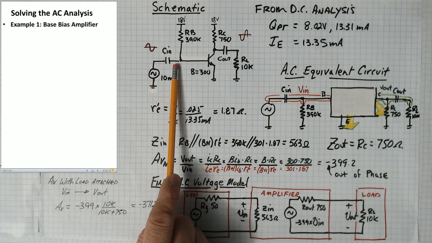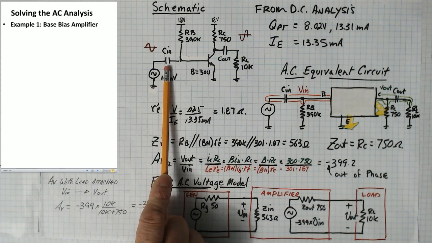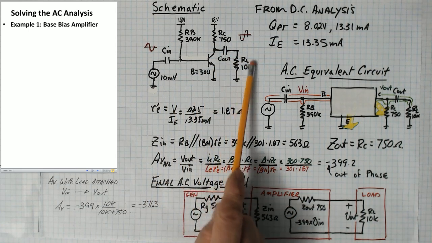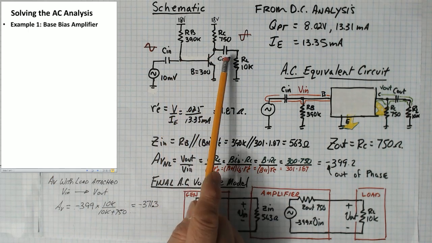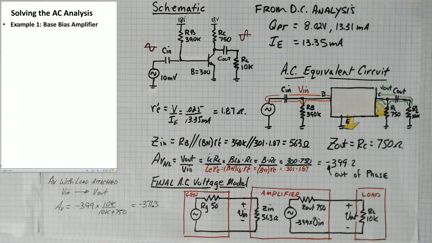Now in order to do the AC analysis, I've added in a signal which is applied to the input of the amplifier with an input capacitor. And I've also added a load which I've attached with an output capacitor. The reason for these capacitors is to block the DC component but allow the AC component to go in.